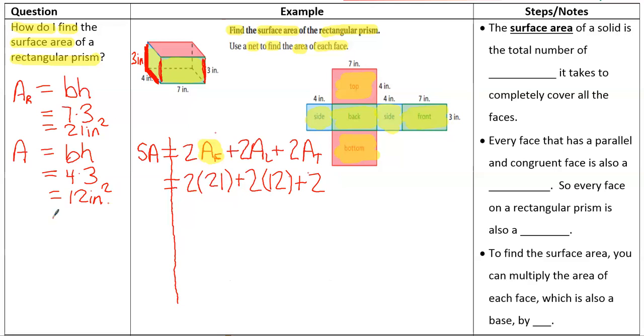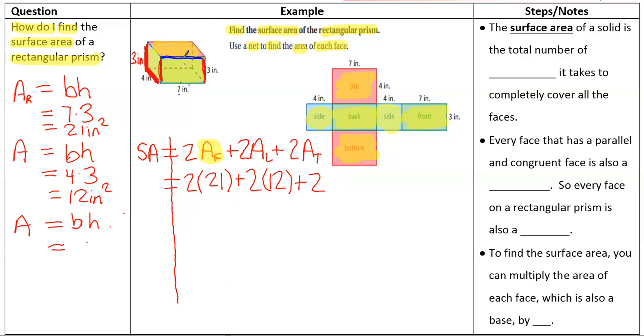Area of the top. Well, let's look at that top. What polygon is that top? Wait, that's a rectangle too. So it's just like this one over here. So area is equal to base times height because it's a rectangle. I'll use a different color. How long is this dimension of this top rectangle?